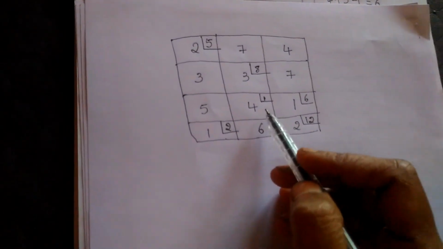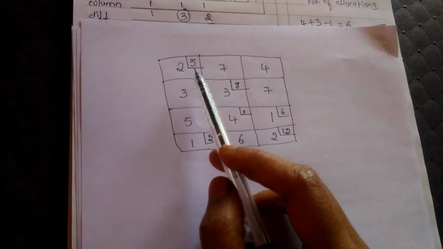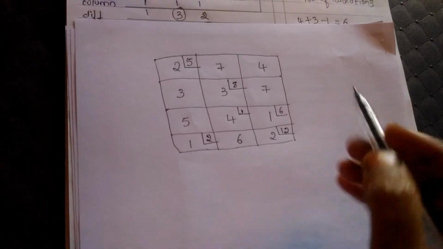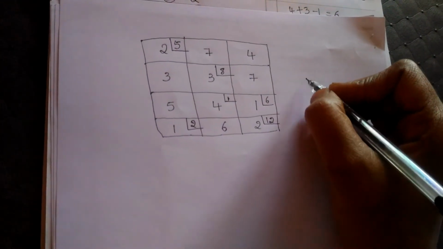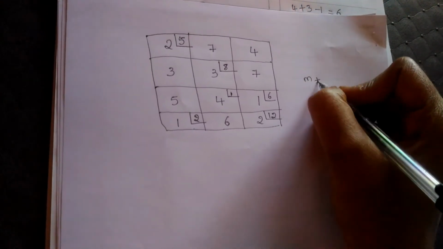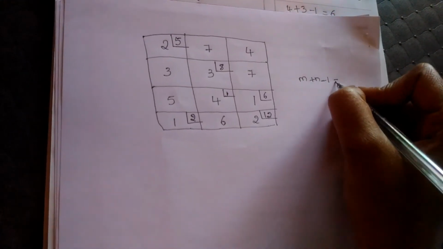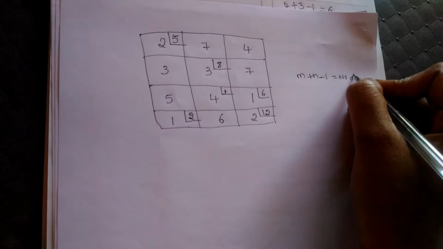Even here, after finding out the new allocated cell, we again have 6 allocations being made. Once again check if this is eligible to go for the optimum solution. m plus n minus 1 is equal to the number of allocations.